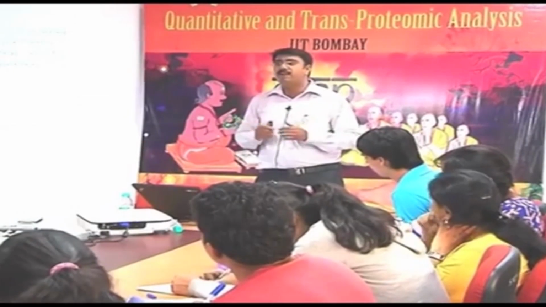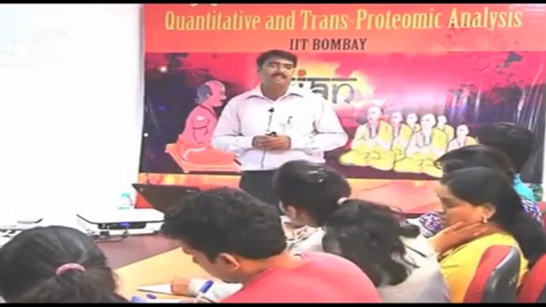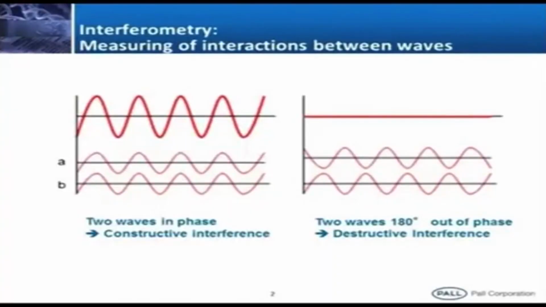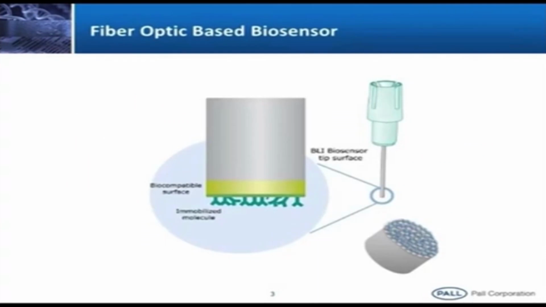The word interferometry, once again, brings light into the picture, the optics. As you know, light consists of waves. When waves propagate in the same direction, we call it constructive interference. When they are out of phase at 180 degrees, we call it destructive interference. Constructive as well as destructive interference makes the signal pattern here. How exactly? We are using a sensor based device here.